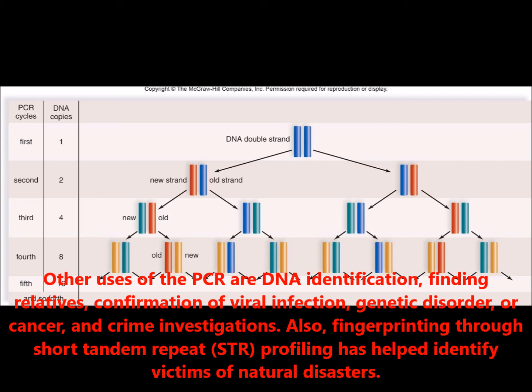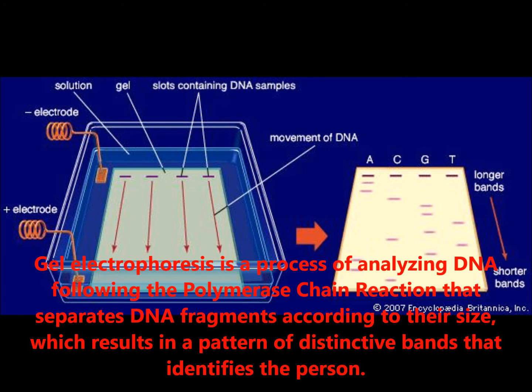Other uses of the PCR are DNA identification, finding relatives, confirmation of viral infections, genetic disorders or cancers, and crime investigations. Also, fingerprinting through short tandem repeat, or STR, profiling has helped identify victims of natural disasters. Gel electrophoresis is a process of analyzing DNA following the polymerase chain reaction that separates DNA fragments according to their size, which results in a pattern of distinctive bands that identifies the person.